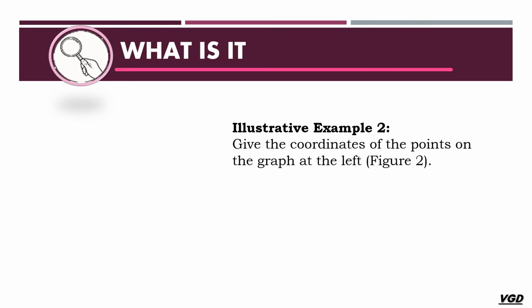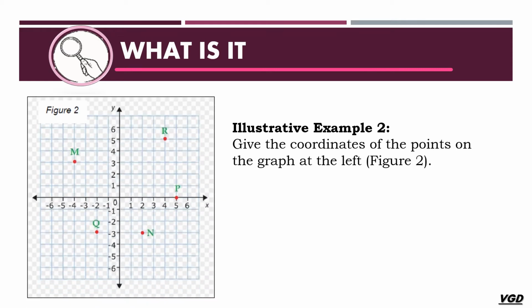Now let's have example number 2. Give the coordinates of the points on the graph at the left. So this is the graph. So we have here point M. We also have here the point R, the point Q, and point N. So we need to know the coordinates of the points. Let's start with point M.